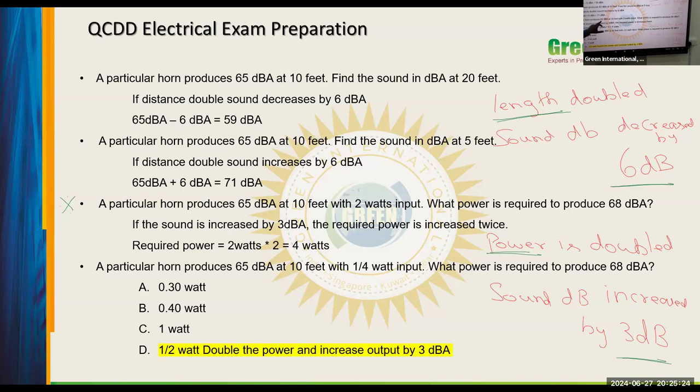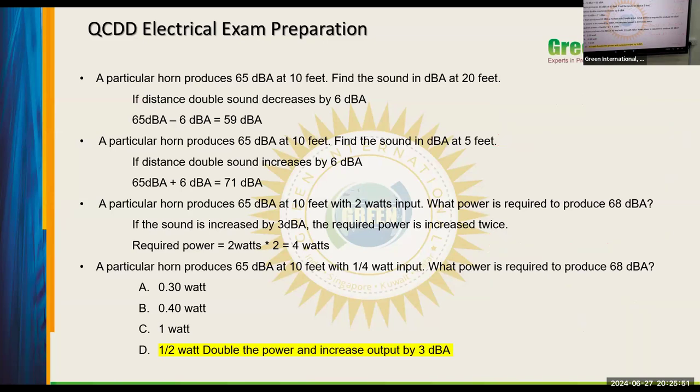So 65 is increased by 3 decibels. That's why the power is increased 2 times, so we say 4 watts. It's increased by 3 dB, and that's why the power is double. So in this question, 65 becomes 68, so 3 dB is increased.